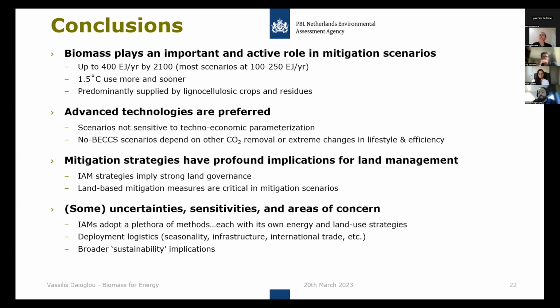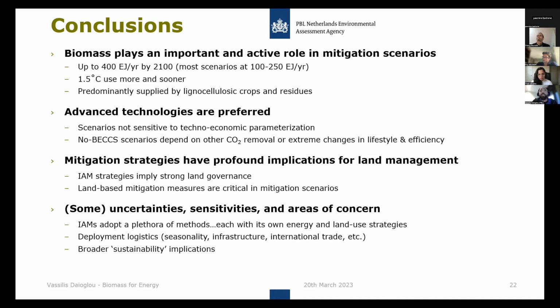And the no BECS scenarios that I showed you in the beginning, there were some scenarios with zero BECS that actually met climate targets. They either depend on other CO2 removal strategies, like extreme levels of afforestation or direct air capture, or extreme changes in lifestyle and efficiency. So the so-called low energy demand scenarios, which show that our energy demand is going to decrease even compared to today globally. So it's up to you to decide which of these scenarios is more extreme or unrealistic, but those are the trade-offs: either BECS or scenarios that have other extreme measures.